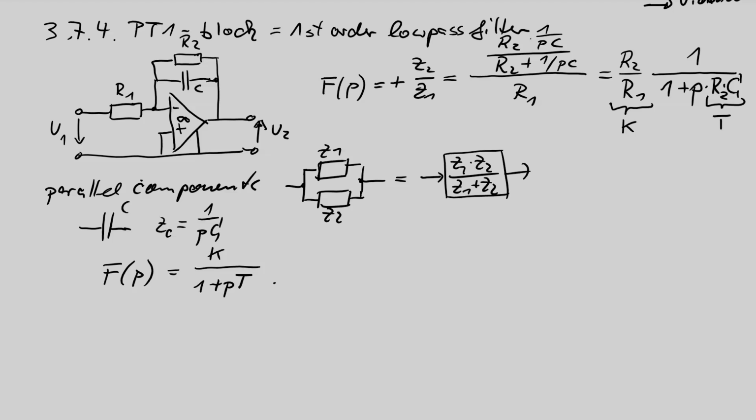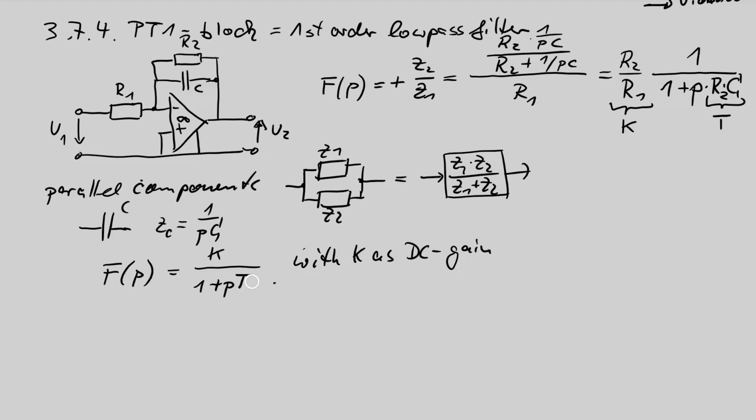Why? Where does the name come from? PT1 means that we have a proportional behavior. Proportional means if we have low frequencies, p goes to 0, we have a constant gain K, so with K as DC gain. And then the T1 means we have a time constant with only the number of 1. We have 1 time constant.